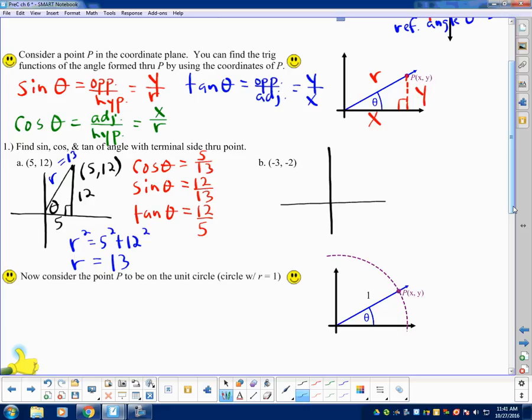I think you probably did that last year too. Did you do inverse trig functions last year, where he said sine of theta equals 1/2, find theta and everything? Remember? Okay, we'll do that this year.